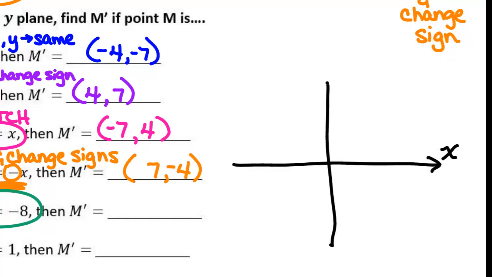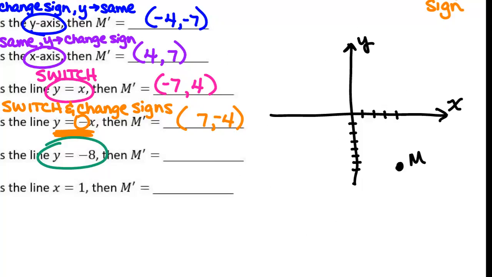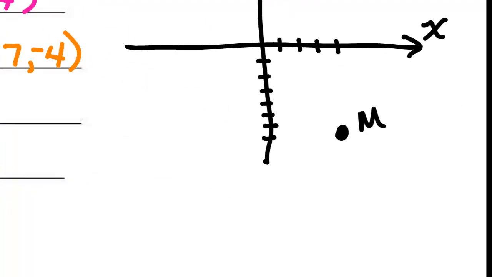Here's my x-axis. Here's my y-axis. Point M is at 4. 1, 2, 3, 4, and -7. 1, 2, 3, 4, 5, 6, 7. So right here is my point M. Y equals -8. It's going to touch the y-axis, but not the x-axis. So here's y equals -8.